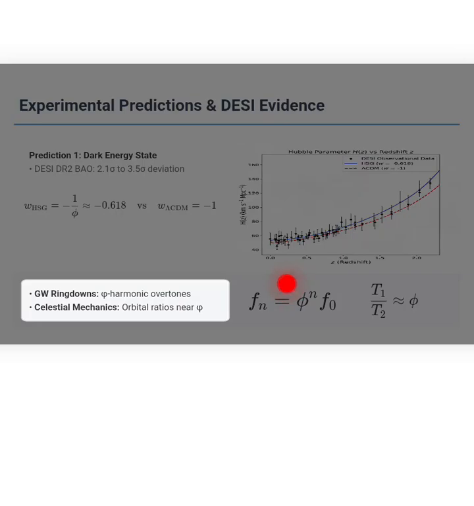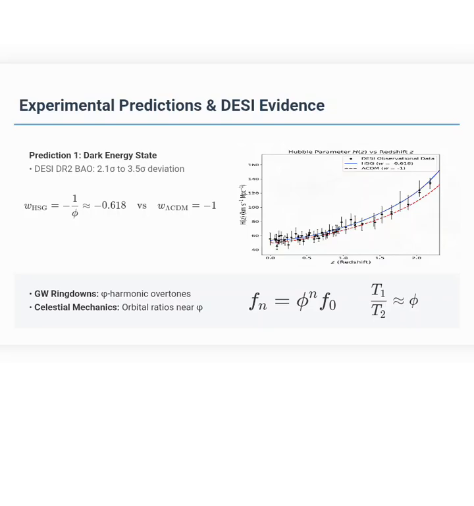Moving from the macro to the micro, we also predict phi harmonic overtones in gravitational wave ringdowns. If the substrate is real, the echoes of merging black holes should follow this frequency scaling: f_n equals phi to the power of n times the fundamental frequency. Finally, we even see this pattern in celestial mechanics, where orbital period ratios cluster near phi. It's as if the universe has a preferred harmonic signature. Before we move to our final assessment, let's think about the implications of these findings.